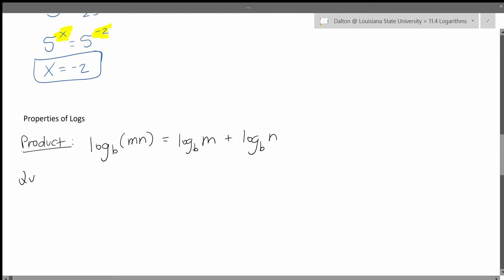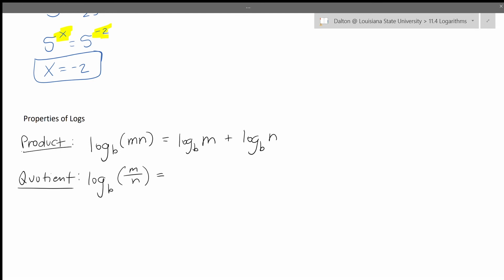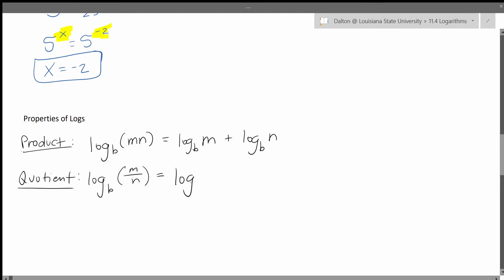Similarly, we have the quotient property, which is when you're dividing numbers, so log base b of m divided by n. And when you are dividing numbers, you subtract their exponents. So this would be log base b of m minus log base b of n.